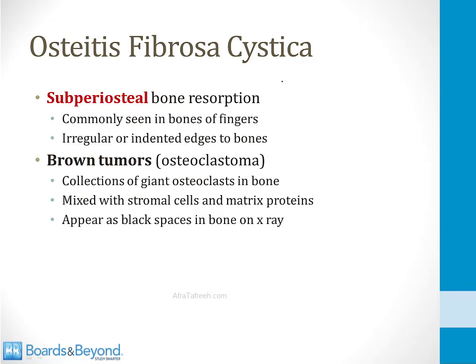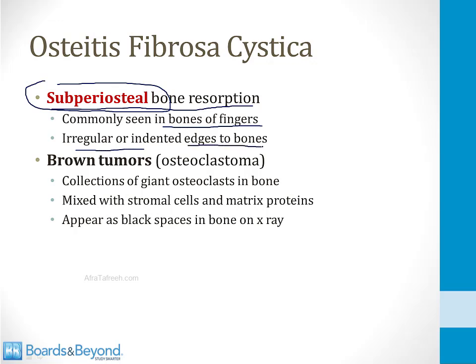What's happening at the tissue level is that bone is being resorbed in the subperiosteum. You should remember this word subperiosteal. It's a USMLE buzzword. Recall that the periosteum is the membrane surrounding bone, and just below that layer, bone resorption occurs in hyperparathyroidism. This is commonly detected on x-rays in the bones, and in the fingers you will see irregular or indented edges to the bones, and that's because those edges just below the periosteum are being resorbed.